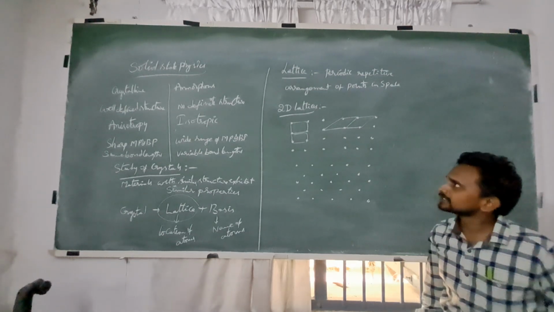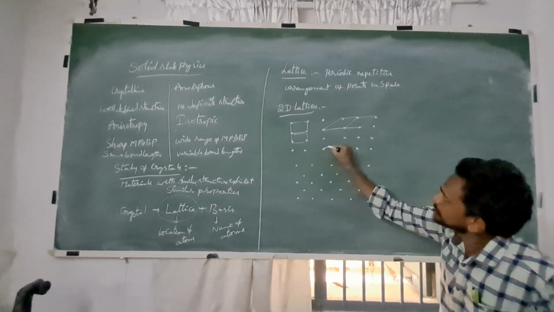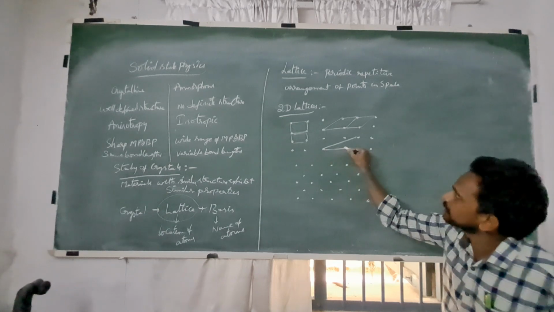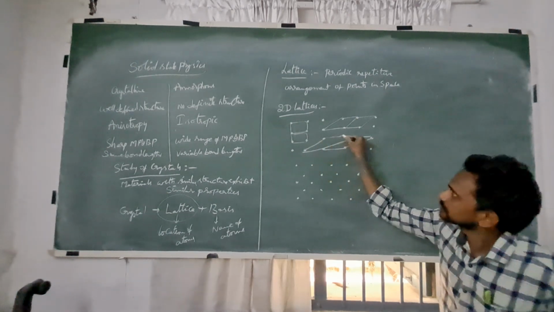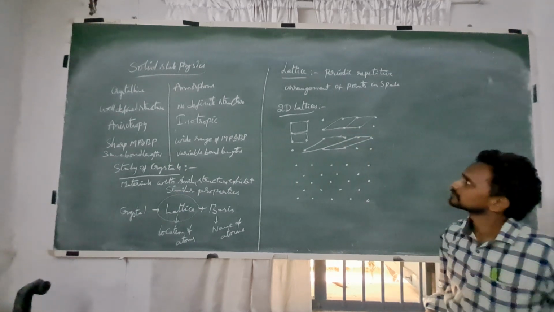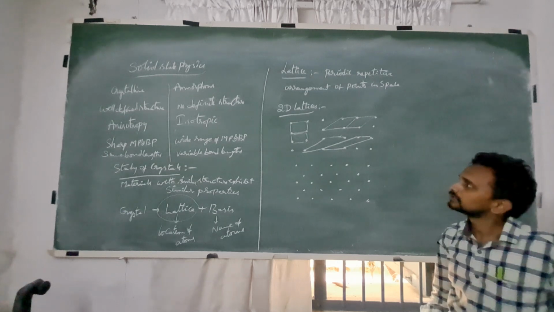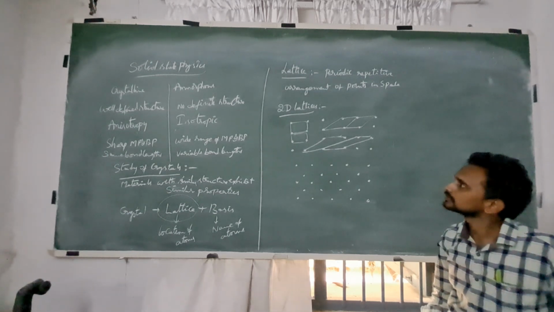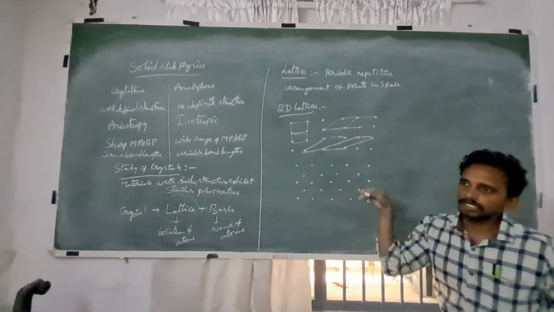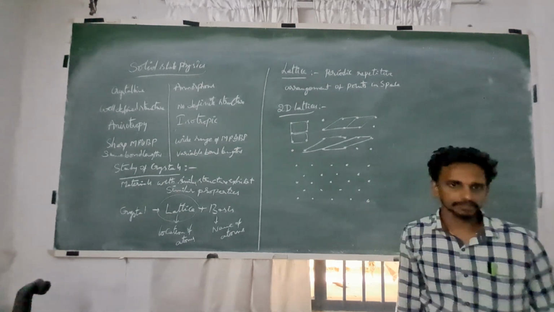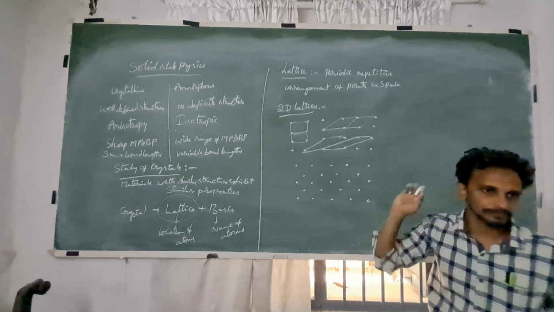The same lattice can be connected in different possible ways. So I may connect every third point. The set of points can be connected in any direction, in any orientation. The only condition is the structure should be repeated.